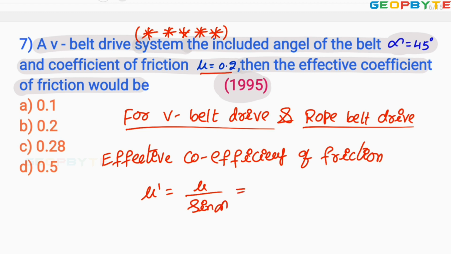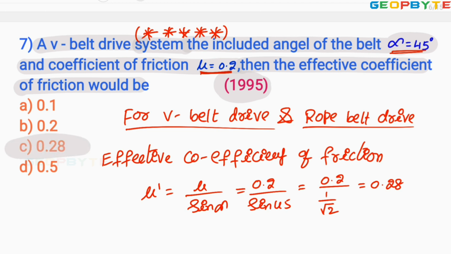What is the mu value given? Given mu value is 0.2 divided by sin alpha, alpha equal to 45, sin 45. 0.2 divided by sin 45 is 1 by root 2. You simplify this value for getting around 0.228. Therefore, option C is absolutely correct. I hope you got my point. Let us take the next problem.